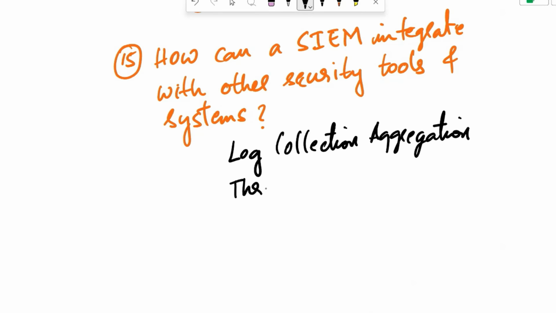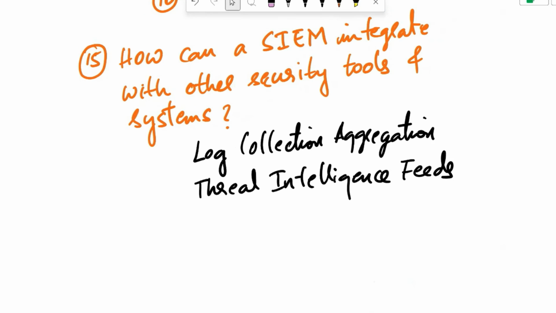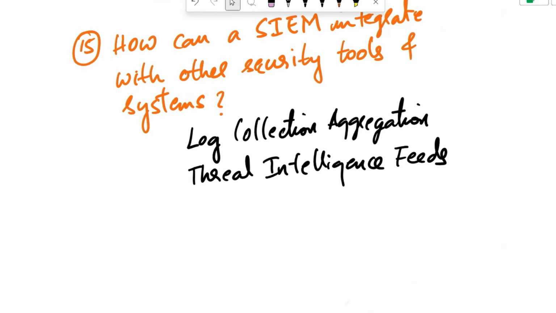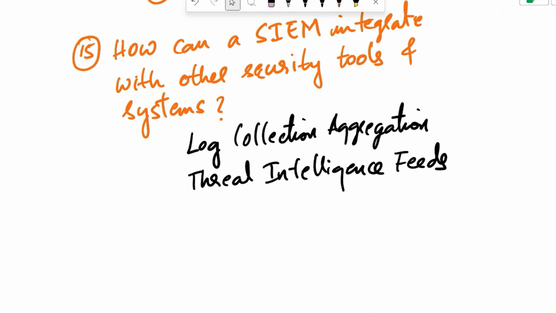Next is threat intelligence sources or feeds. SIMs can ingest threat intelligence feeds from external sources. These feeds provide information about known malicious indicators such as IP addresses, domains, and hashes. Integrating threat intelligence enhances the SIM's ability to detect threats based on known patterns.